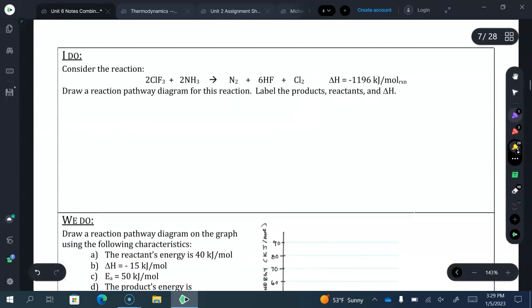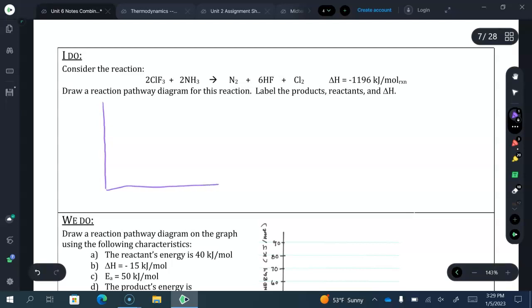So let's review some of these concepts and apply them. So looking at this reaction, draw a reaction pathway for this reaction. Label the products, reactants, and the enthalpy of the reaction. So a reaction pathway is the graph.